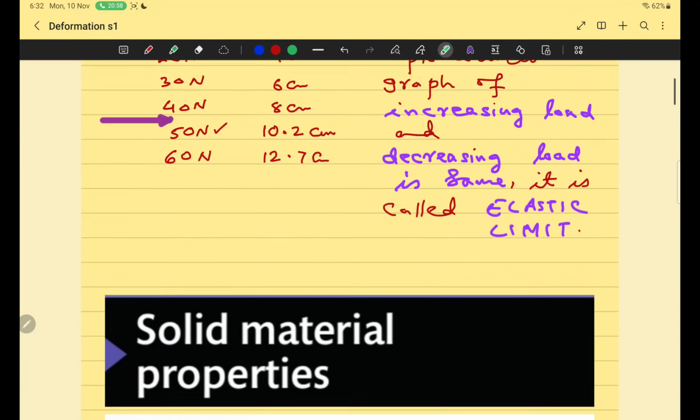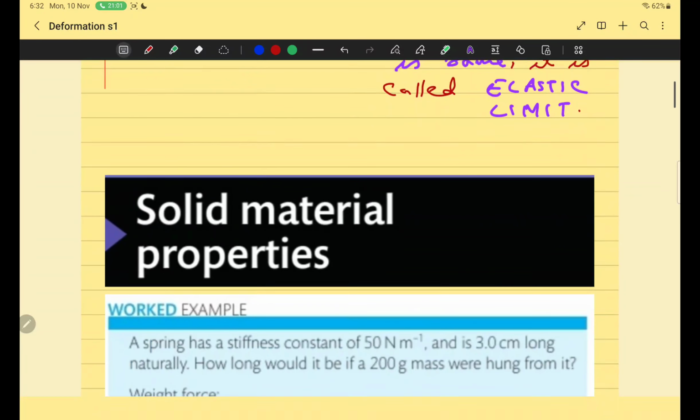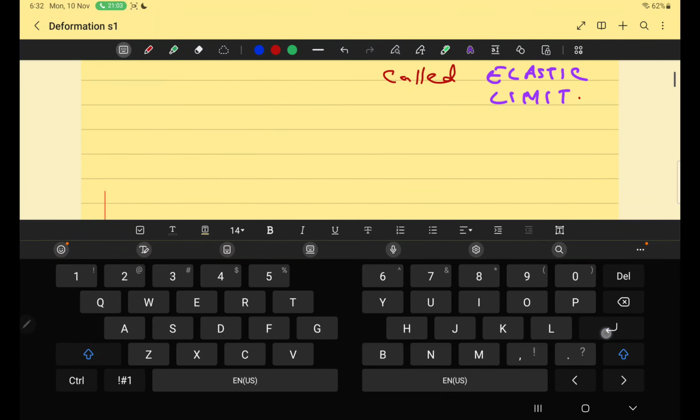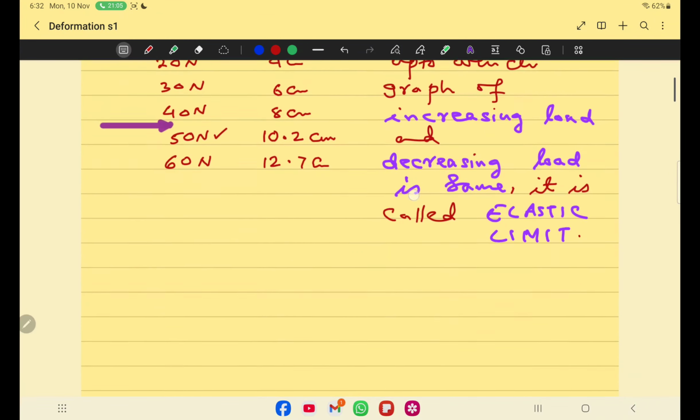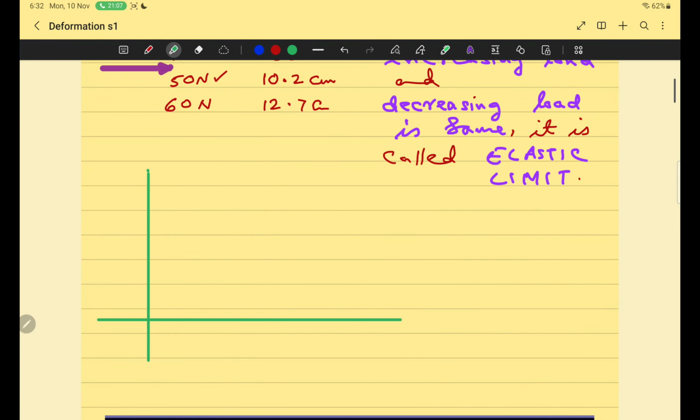And now, if you are given a graph, force and extension graph, consider this is a force extension graph. This is force, this is extension. In your book, extension is denoted by delta S. So if you calculate the gradient of this line, the gradient of this line is called stiffness of spring.